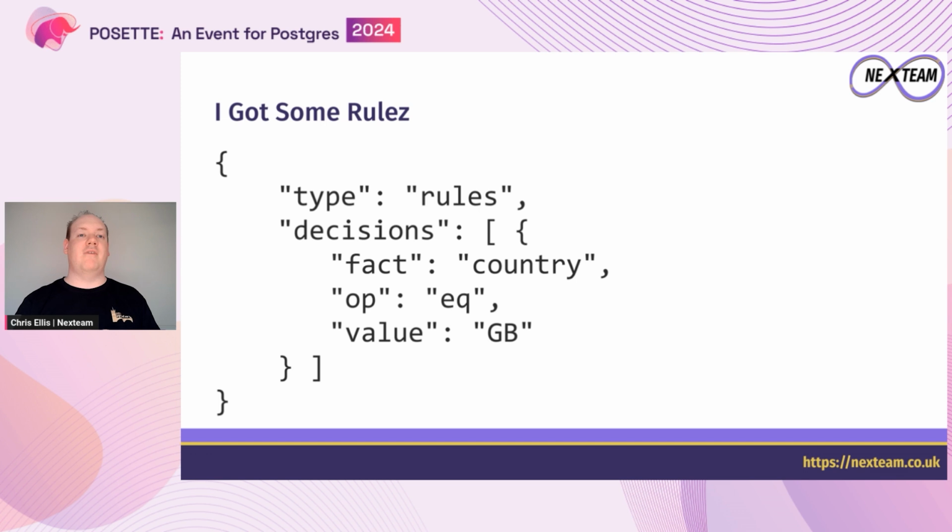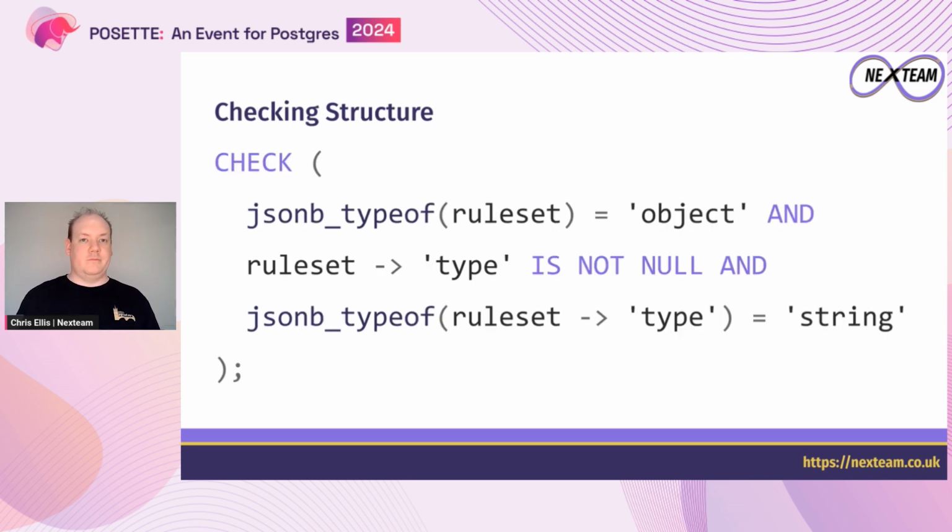We want to make sure it's got an array and all the elements of that array are an object, and that each of those objects themselves have got the 3 properties we need: the fact, the operation, the value. Now, how can we go about that?